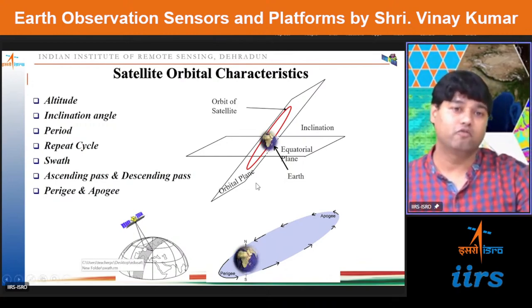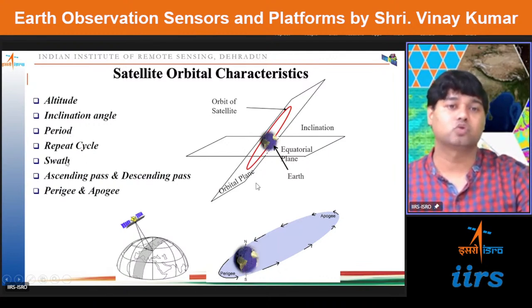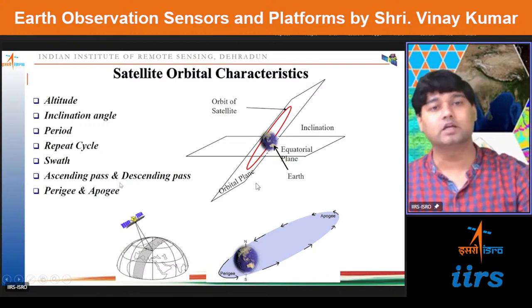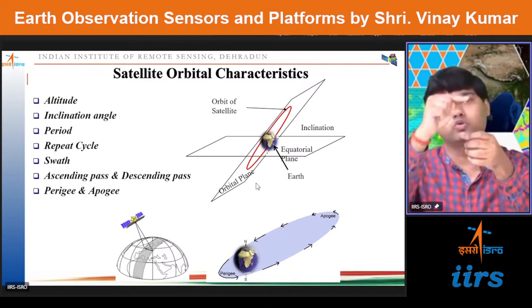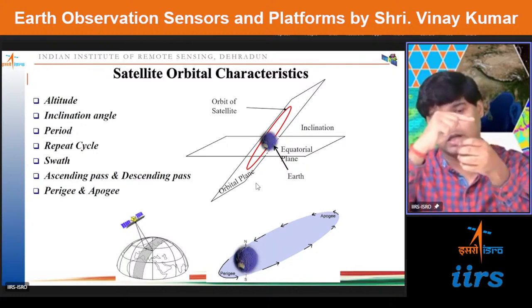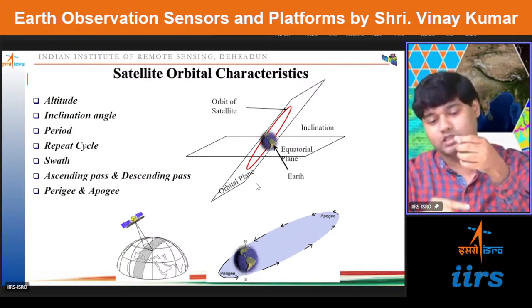Swath is the width, the area which is being seen by the satellite. And then ascending path and descending path. Suppose this is your Earth, from North Pole to South Pole; when the satellite is moving this way, that is called the descending path.